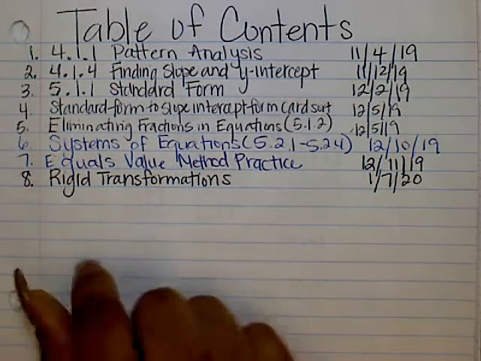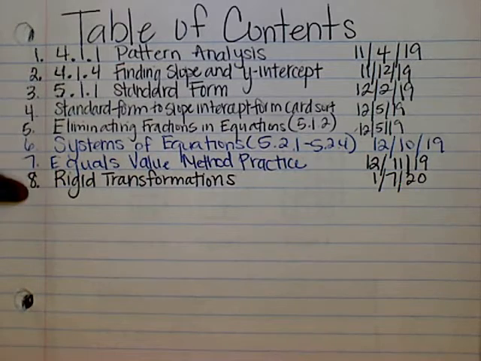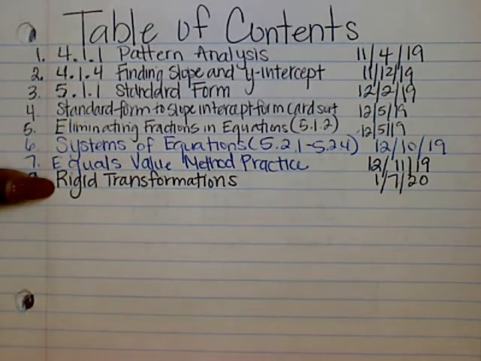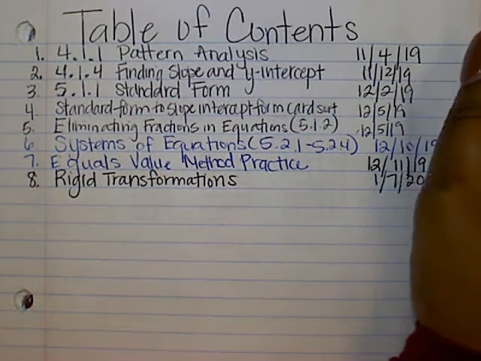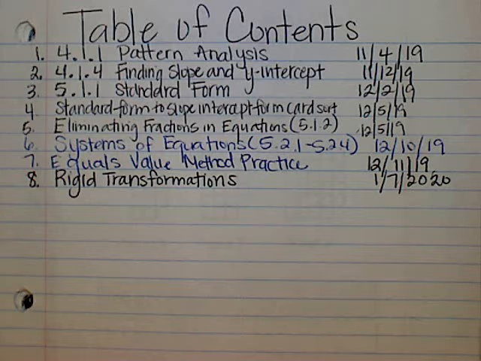You're in your table of contents, and you are just doing item 8, which is rigid transformations, and you're starting this on January 7th, 2020, and you should put that 20 there. So you're going to be doing this foldable for 3 different videos. So it's important to keep up with this foldable. You don't want to glue it in until you're completely done with it. So day 3, glue it in, but until then, just tuck it in your notebook.